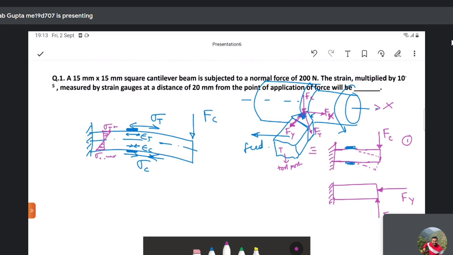Now the question asks that for a 15 mm by 15 mm square cantilever beam, we know that the cross section of this particular beam is square. Now it is being subjected to a 200 Newton load, so we have F equal to 200 Newton. We are not told what the direction of this is. Okay, we are told that it is a normal force of 200 Newton, so it is basically Fc in this case.